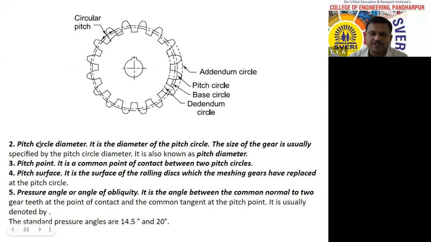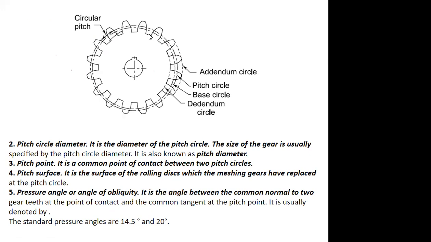Next is the pitch circle diameter. It is the diameter of the pitch circle. The size of the gear is usually specified by the pitch circle diameter. It is also known as pitch diameter. Therefore, the diameter of this whole circle, the pitch circle, is known as pitch circle diameter.